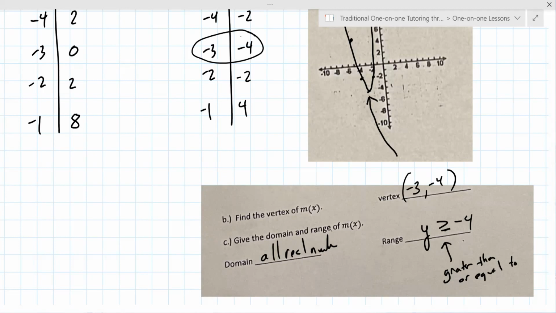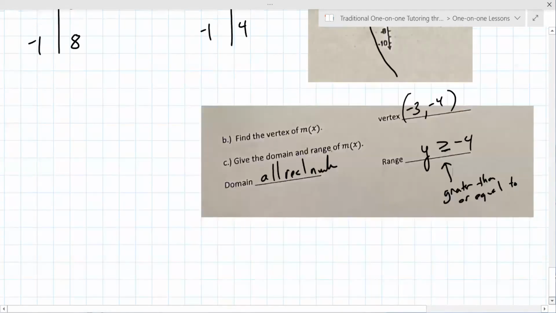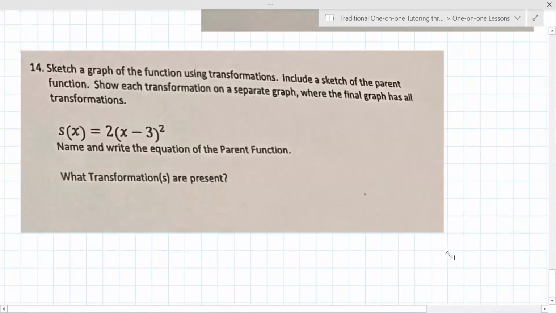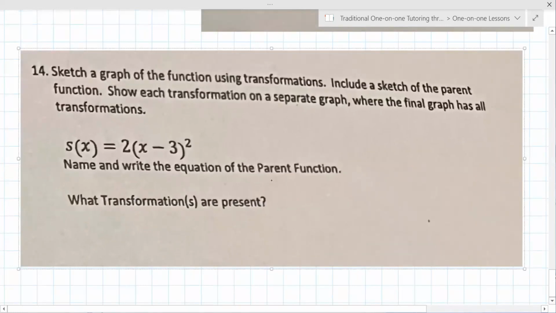All right, let's go look at question 14. That is our final problem. All right, so here we go. Sketch a graph, same thing as before. We have to figure out what the parent function is. What is the parent function?